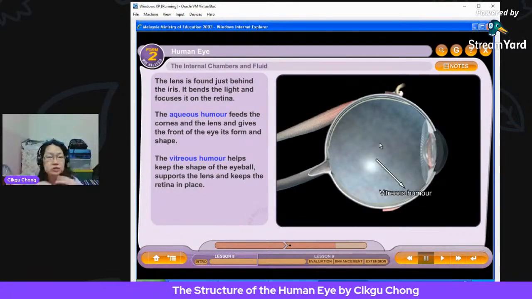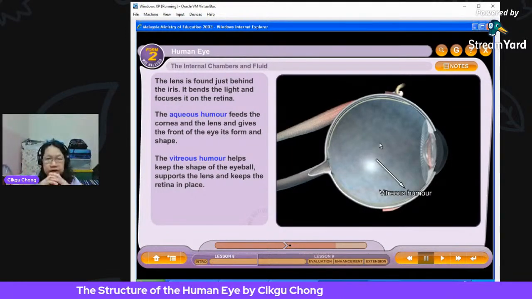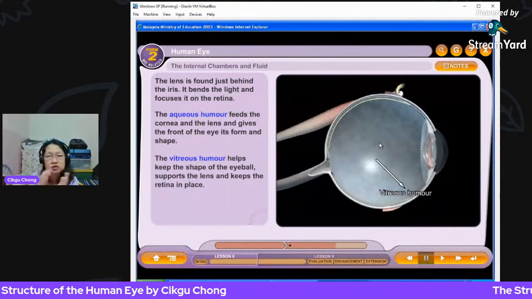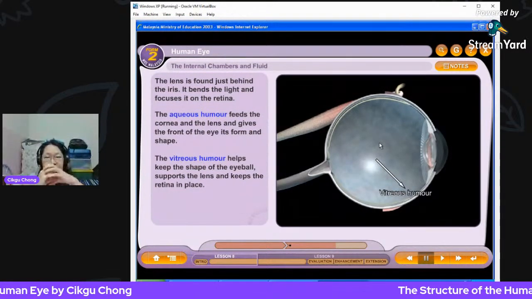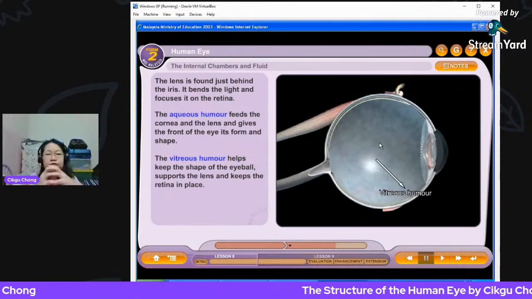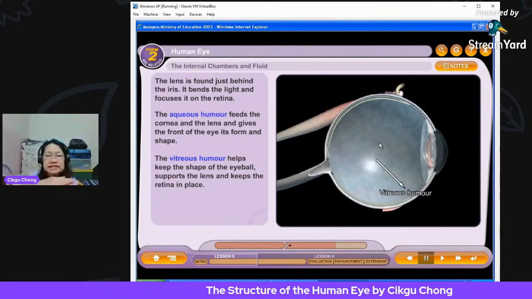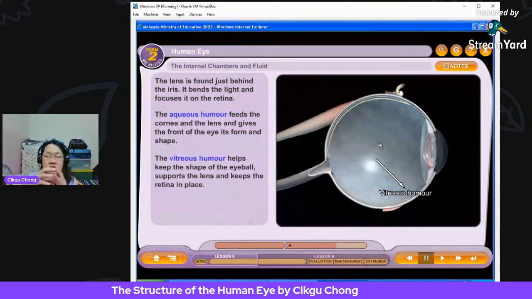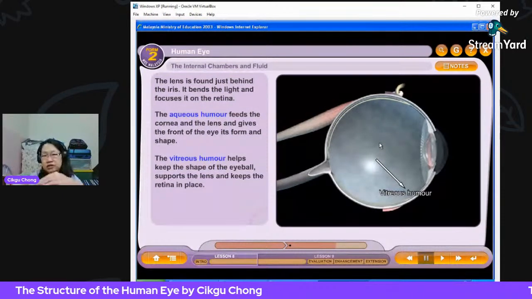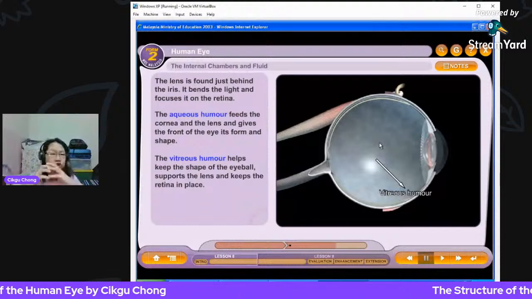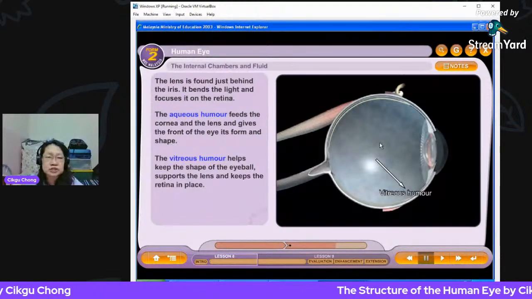It actually fills up the space, all right? If you don't have this, it's going to be flat. Your eyeball will not have the round shape, okay? Everything will be flat. There's nothing to fill up the space here, and everything will stick together. So you need something to make sure the layers are not touching each other, and you have the shape there. So this is called vitreous humor.